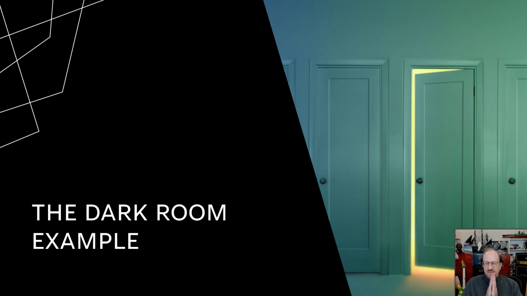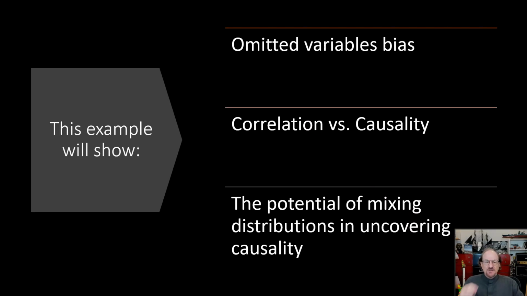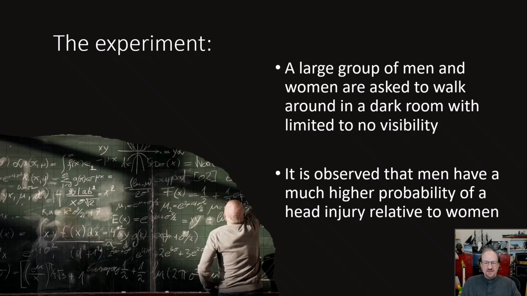So today I'm going to talk about the dark room example. This is an example I've been giving to my classes for a number of years. It helps to explain a lot of elements, particularly omitted variables bias and also the difference between causality and correlation. So this dark room example will show omitted variable bias, correlation versus causality, and the potential of mixing distributions to uncover causality.